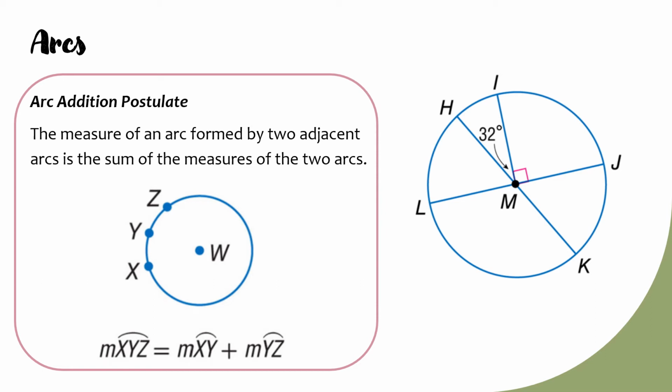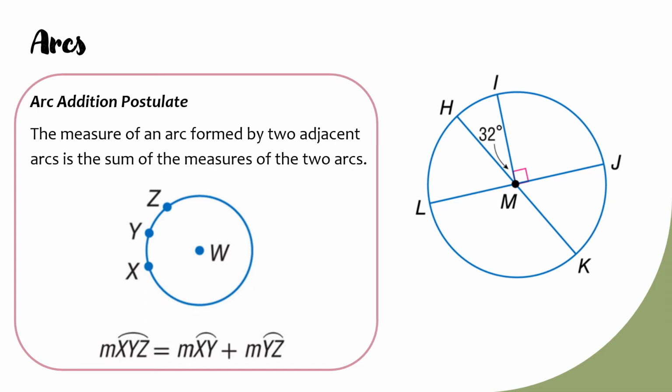Okay, so I'm going to have you think back a ways to, I don't even know which chapters at this point, where we introduced segment addition postulates, angle addition postulates, all of these addition postulates that basically say the measures of these objects or figures can be added together or subtracted from one another. Well, we have an arc addition postulate, and that's exactly what it states.